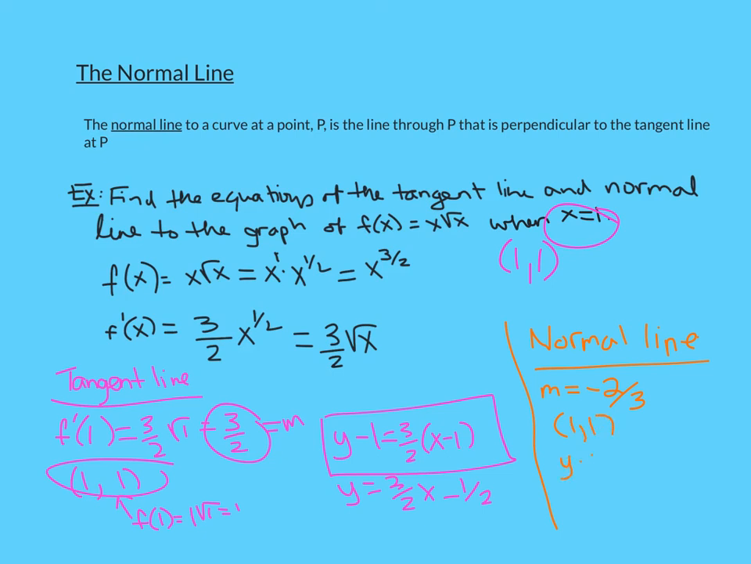And feel free just to write this in point slope form once again. You do not need to simplify it. It's not fun to simplify this. But if you really enjoy fractions and you did simplify it on your own, you would get y equals -2/3 x plus 5/3.